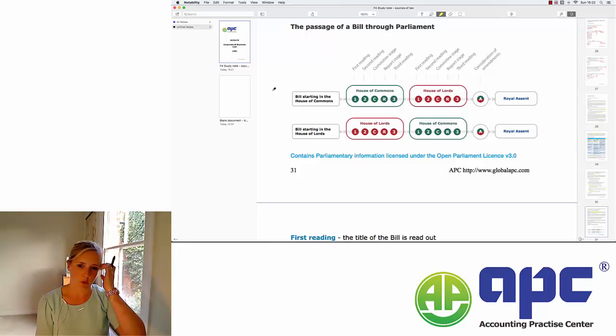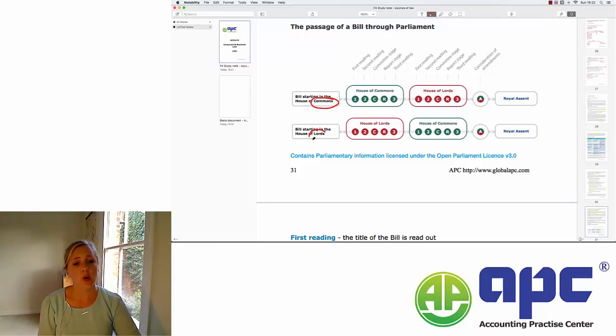This is from the Parliament website, and you can either start a bill in the House of Commons. So it can either start life in the Commons, which is where the MPs sit, or, and it's more unusual, a bill can start in the House of Lords alternatively. And it goes through five stages in each house. Whether it starts life in the House of Commons first, it will always go to the House of Lords afterwards, and vice versa. So if it starts life in the House of Lords, it will go to the House of Commons afterwards for their consideration.